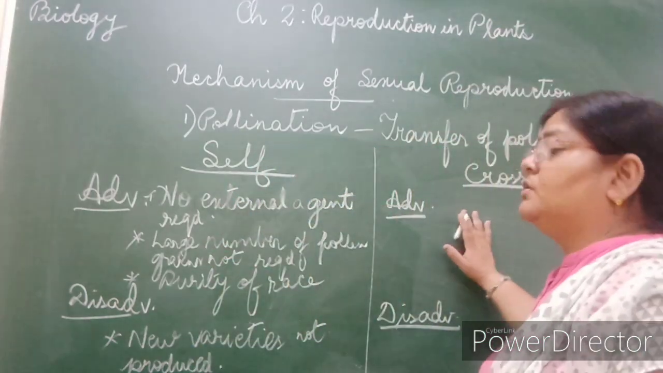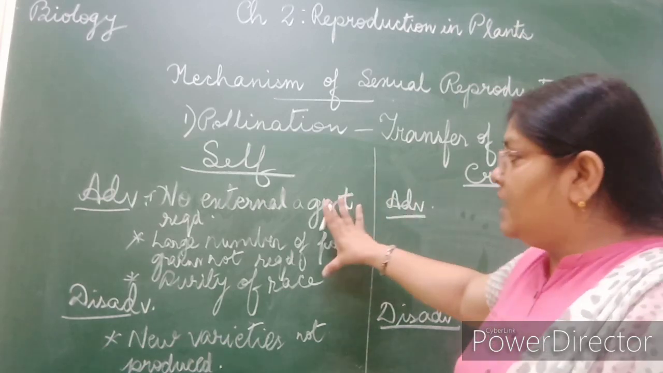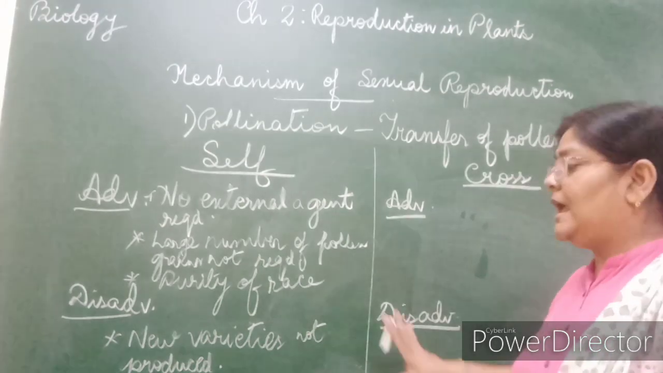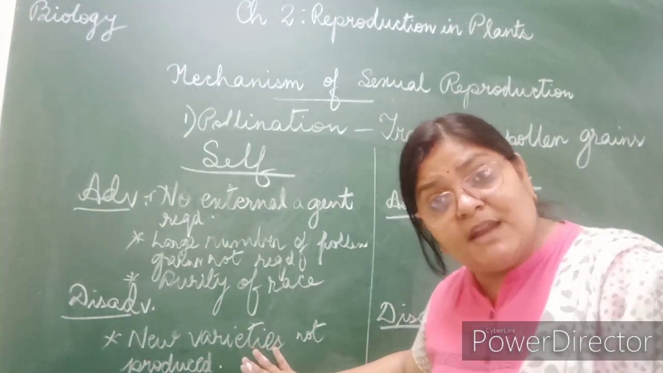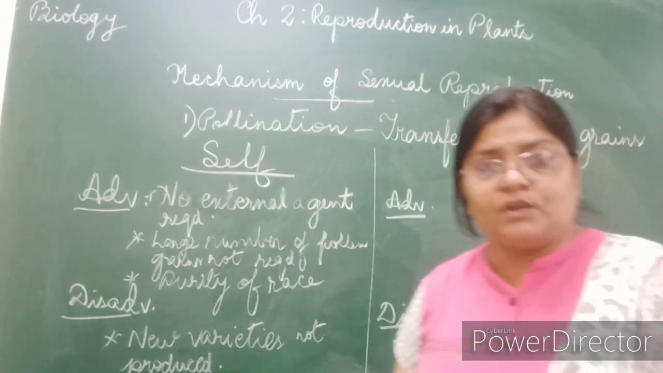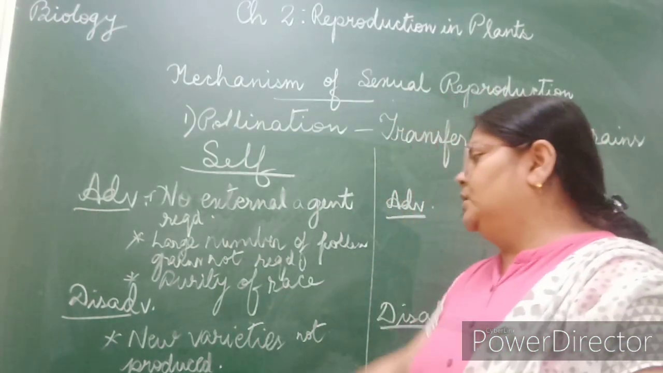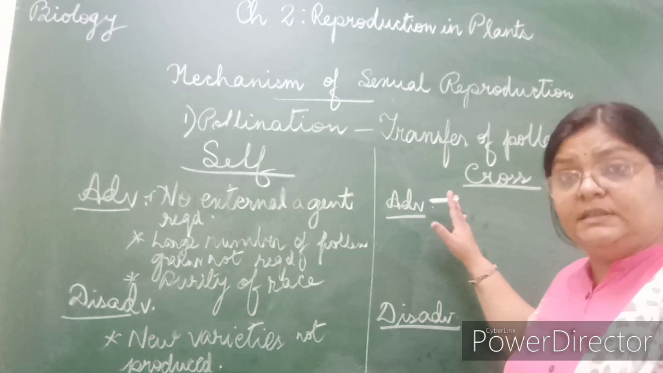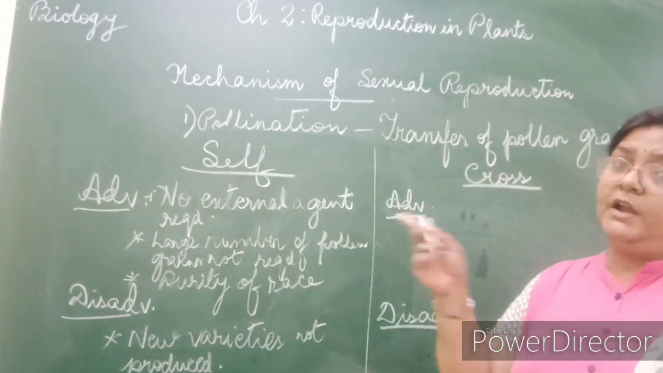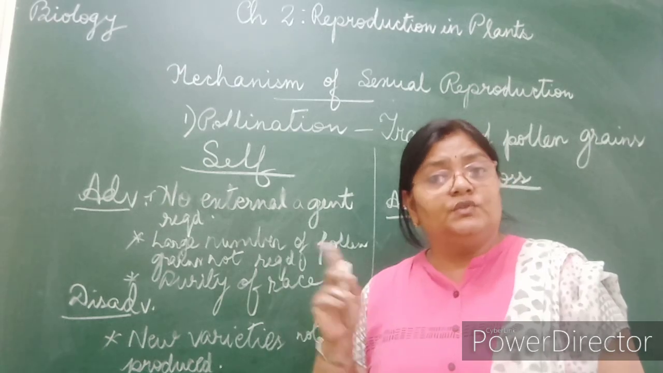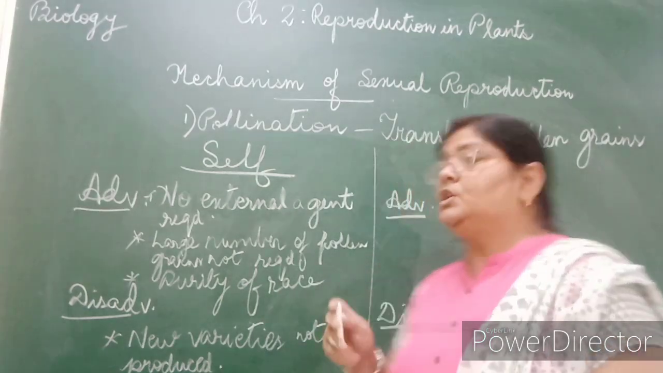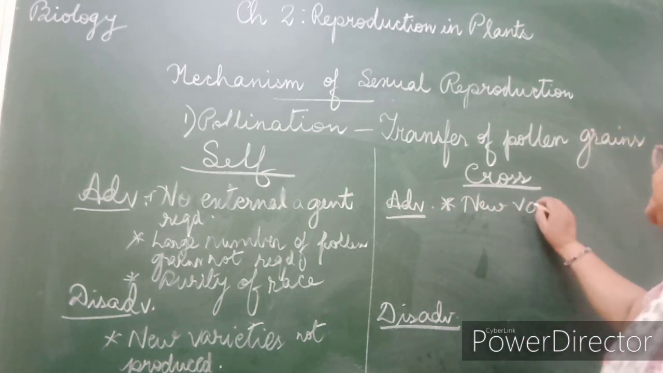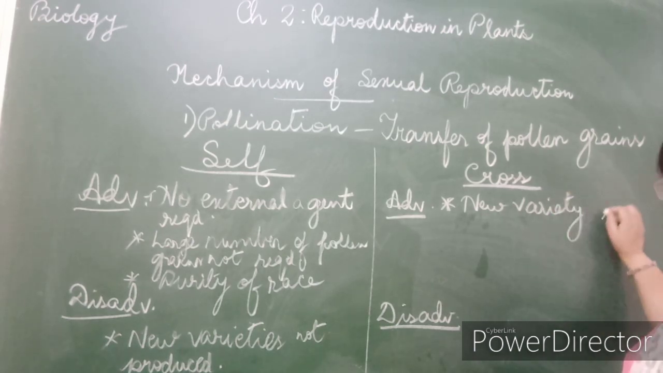But now talking about cross-pollination. What we'll see is that the advantages of self-pollination become the disadvantages of cross-pollination, and the disadvantages of self-pollination become the advantages of cross-pollination. Let's think. What have we written? New varieties not produced. Now here, this is an advantage, because flowers on different plants pollinate, so there is a mixture of variety. So the advantage is that new variety is produced.